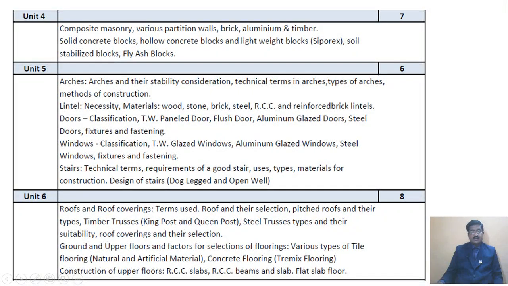Then unit number 6 requires 8 hours, which includes roofs and roof coverings, terms used in this covering section: roofs and their selection, pitched roofs and their types, timber trusses which include king post and queen post, steel trusses, types and their suitability, roof coverings and their selection, ground and upper floors, factors for selection of floorings, various types of tile floorings, natural and artificial flooring material, concrete flooring, terrazzo flooring, construction of upper floors, RCC slabs, RCC beams and slabs, flat slab floor.